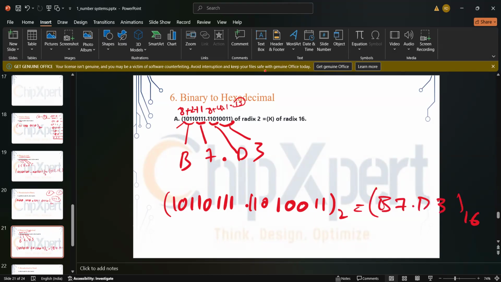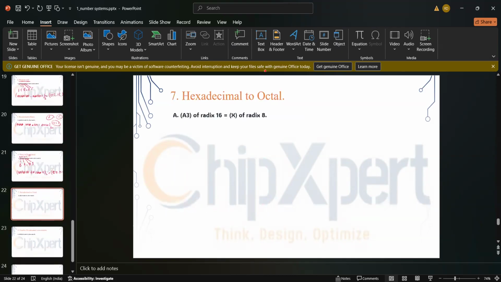So this is how we are going to convert binary to hexadecimal. And next one is hexadecimal to octal conversion. How I am going to do this is, I am going to convert this hexadecimal number to binary first. We know how to convert hexadecimal to binary, and this binary is then converted into octal. So this is the procedure that I will follow. Convert hexadecimal number to octal number.